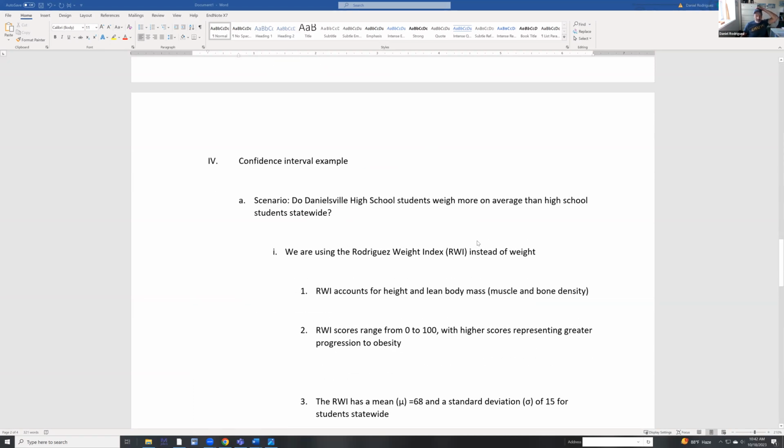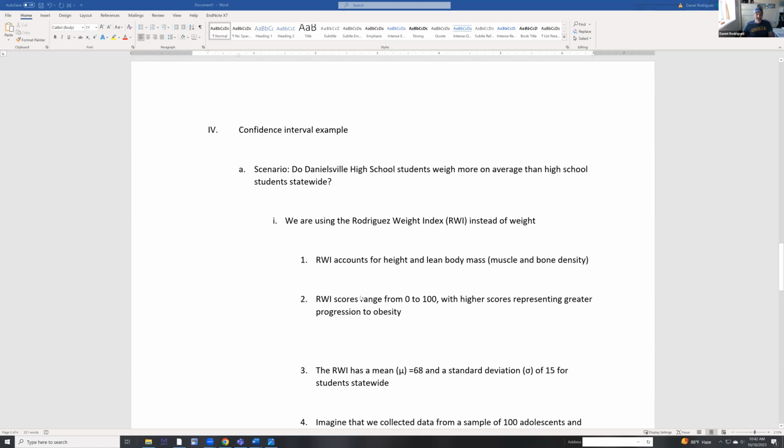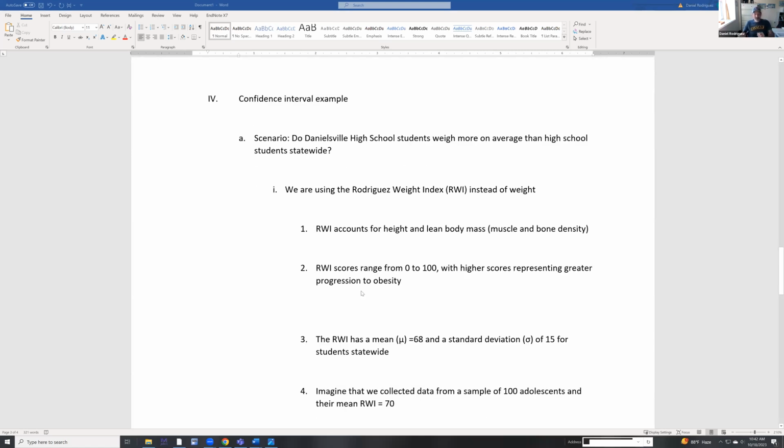All right, let's do an example. Scenario: do Danielsville high school students weigh more on average than high school students statewide? We're using the Rodriguez weight index, the RWI, instead of weight. This is a really cool weight index. I guess you figured that's my last name, right? RWI accounts for height and lean body mass, being muscle and bone density. RWI scores range from 0 to 100, with higher scores representing greater progression to obesity.